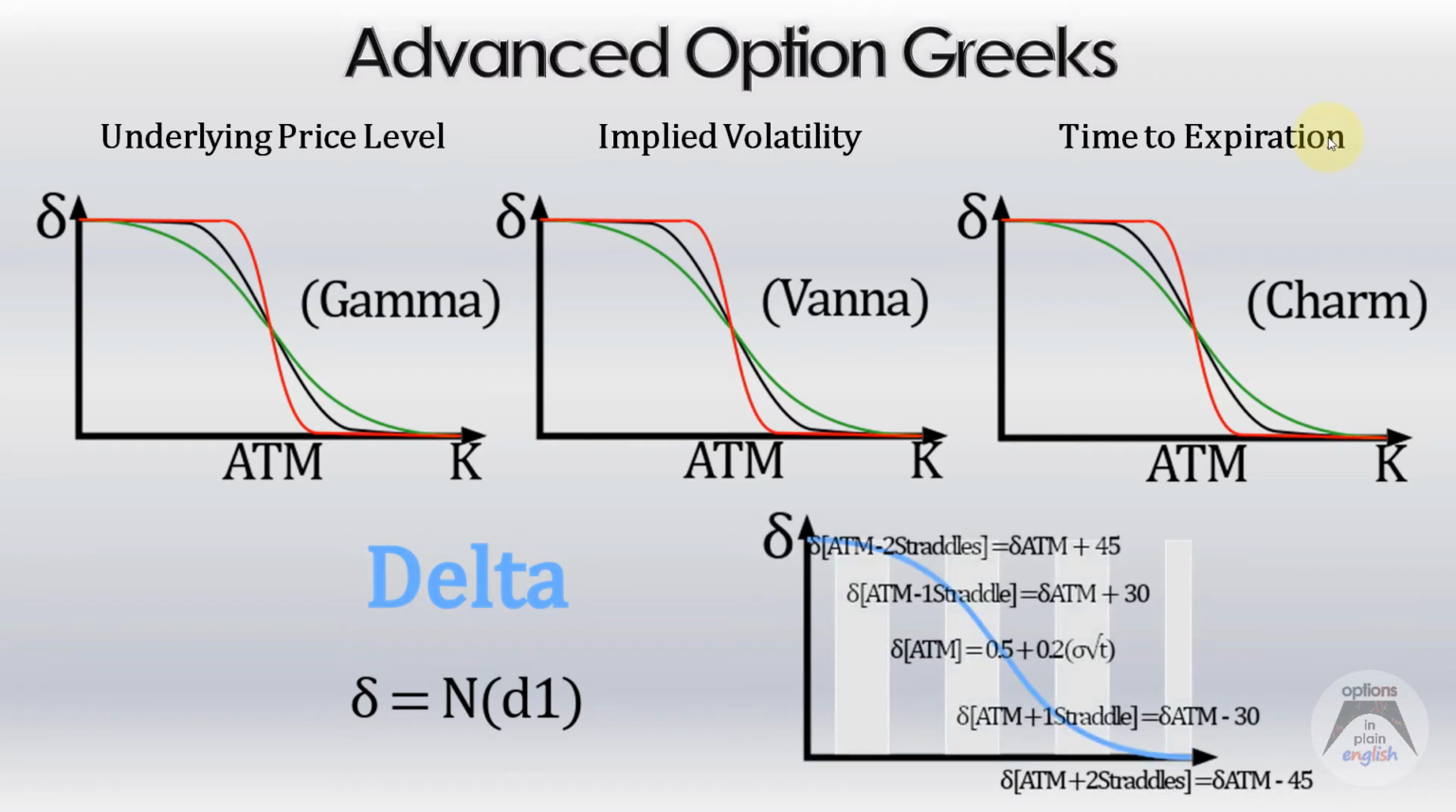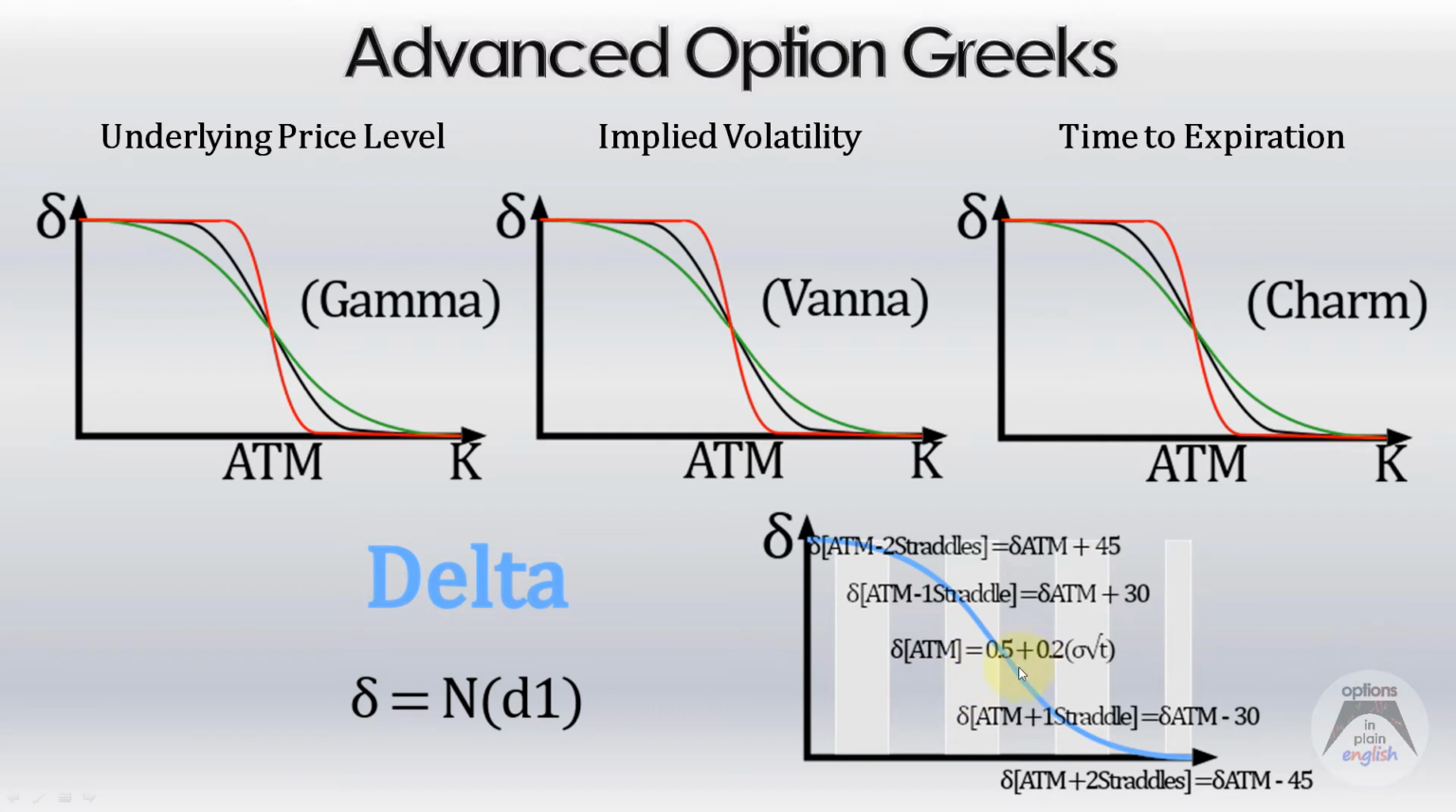Finally, if we look at the distribution of delta, we have some formulas that we can use. We've already seen these formulas. The delta for an at-the-money call is going to be equal to 0.5 plus 0.2 times the implied volatility times the square root of time. We've already seen this in a previous lesson, and it's going to be a value that's very close to 0.50, but not exactly 0.50 for a call.